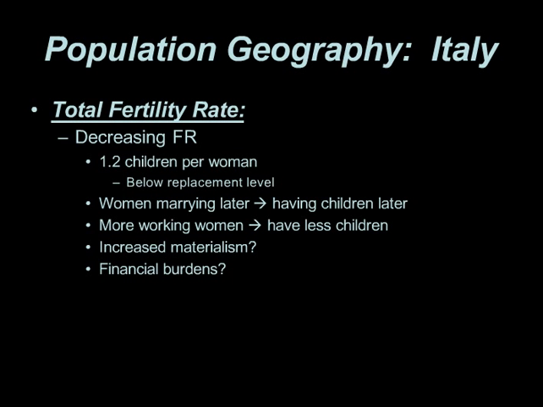Some reasons why women are marrying later and deciding to have children later: more women are working, thus having fewer children and choosing to have children later in life. Further, maybe increased materialism, some would say. The idea that people are more interested in themselves, more interested in having possessions, having built up things in their own life, rather than amassing a family. Other things would be financial burdens, and once again, the view of children as economic burdens.